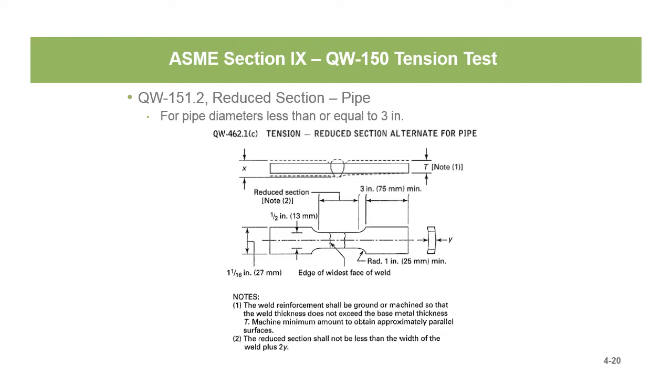Here's QW 151.2. It's a reduced section pipe for pipe diameters less than or equal to 3 inches. Just be cognizant that different codes have different requirements for tension tests. They're going to steer you in the direction that they want you to go in regards to the dimensions of the tensile test samples that are going to be pulled. And these codes will walk you through it. Once you get used to it, it's not too tough.